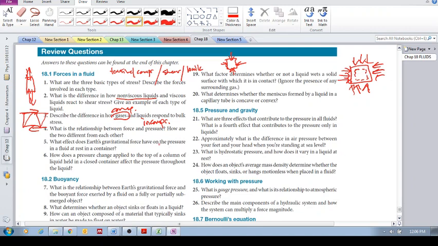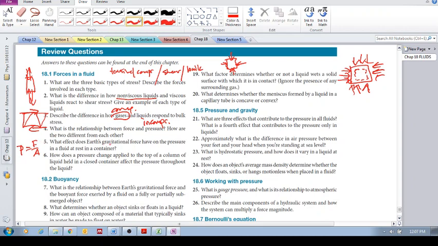Okay. 4, what is the relationship between force and pressure? Okay, well, we know that pressure equals force divided by area. How are the two different from each other? Force is a vector, pressure is a scalar. Okay, and another way that it's different is that for the very same force, if you change the area, you'll change the pressure. So a larger area will give you a smaller pressure. A smaller area will give you a larger pressure for the same force.